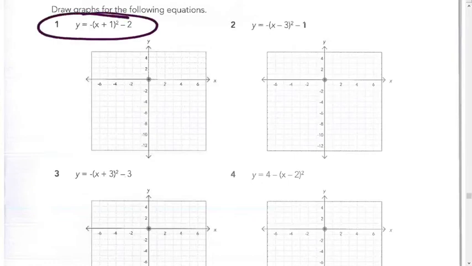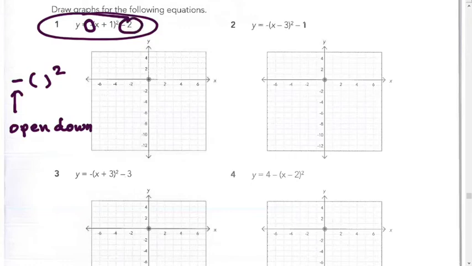Now, it doesn't say negative squared, but notice that the parentheses has a negative in front of it. That means that your x squared inside is going to be negative. So that is just the same as saying negative x squared. Okay? So since it's negative, I know it's going to open down. So it's a reflection.